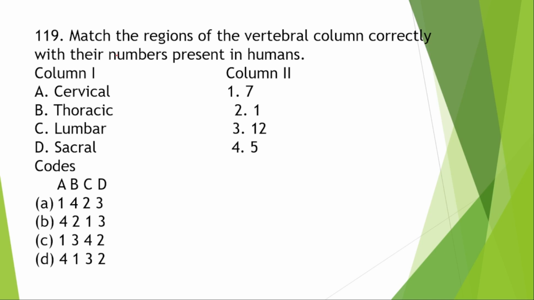119. Match the following type of question. A. Cervical. Cervical, the neck region, contains 7 vertebrae, isn't it? So it matches with 1. A is 1. And thoracic, the upper and middle back region, contains 12 vertebrae. So B is 3. Whereas lumbar, the lower back region, contains 5 vertebrae. So C is 4. And then sacral, it is 2. 1, 3, 4, 2. C is the right option.